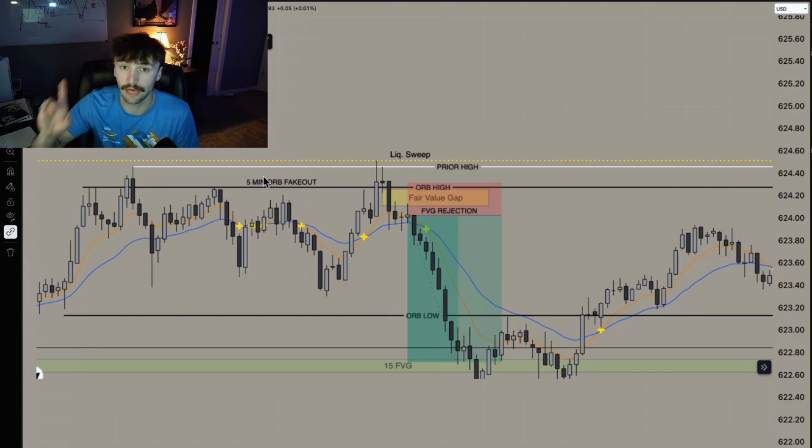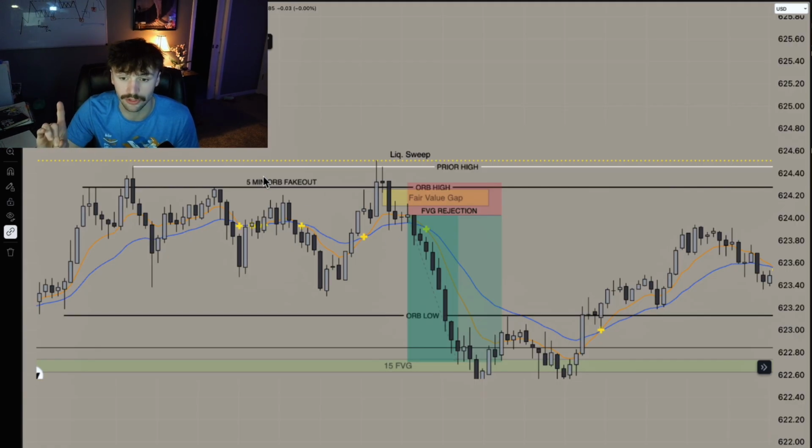So now we have a liquidity sweep letting us know that a possible reversal is coming, and we have a 5-minute ORB fake out, which is also letting us know that we aren't seeing strength that is going to push us through that ORB breakout. Now, what are we looking for? We are looking for that fair value gap. Well, this gets created on the 3-minute time frame right here. And where do we get our entry? Well, we get our entry right here.